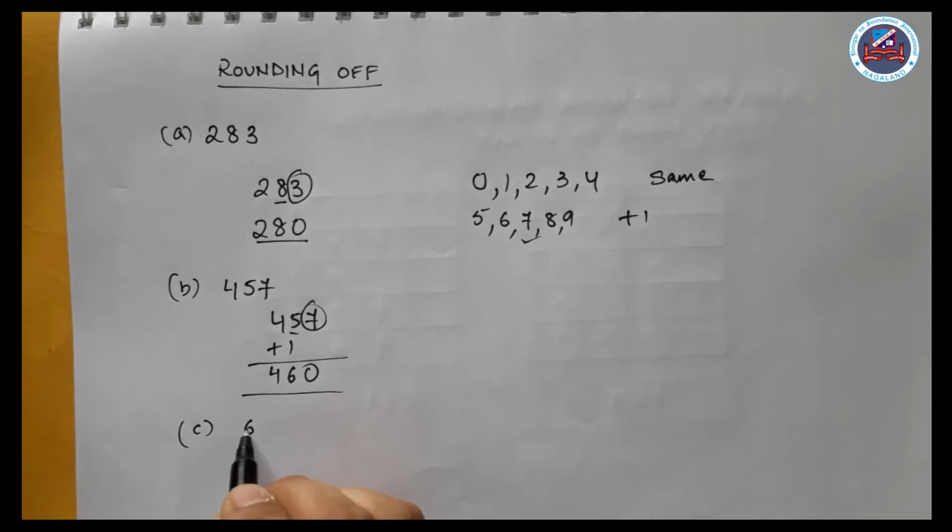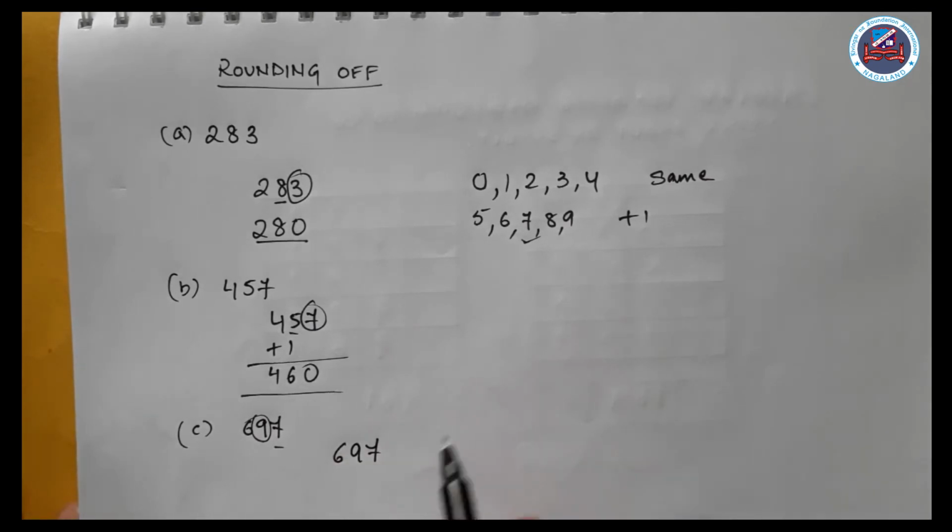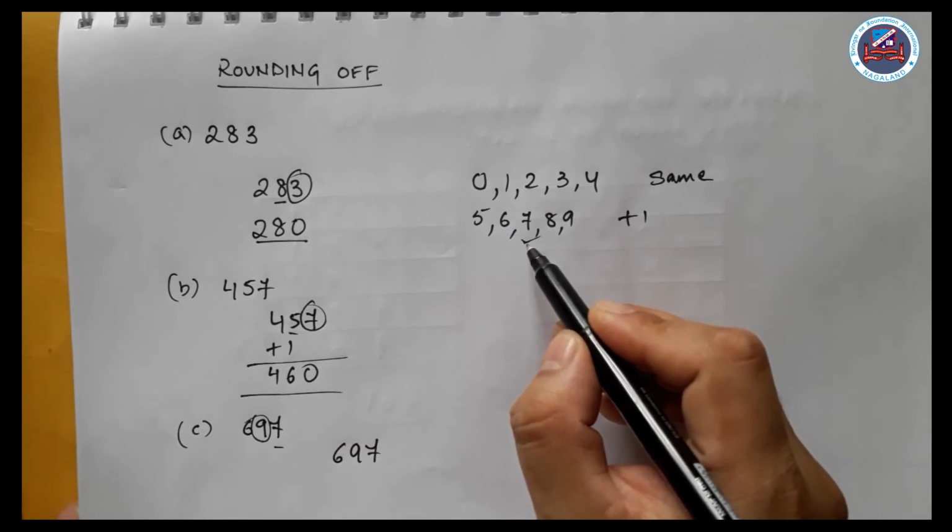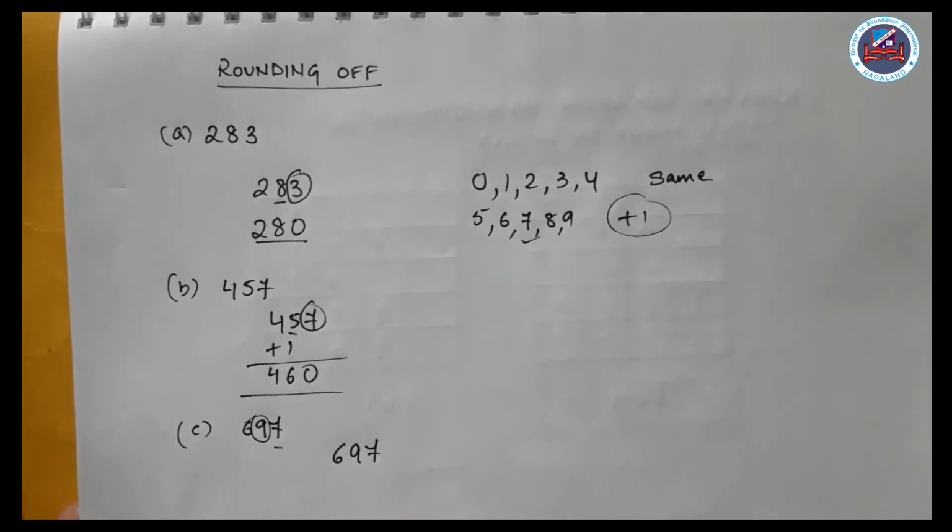Now I want to take one more example, that is 697. Now we have 697 where 7 is in the units place and 9 is in the tens place. So 697, since 7 is in the units place, we have to plus 1. So I will plus 1 here. So the answer will be 7 will be 0. Answer will be 9 plus 1 is 10. 6 plus 1, 70.